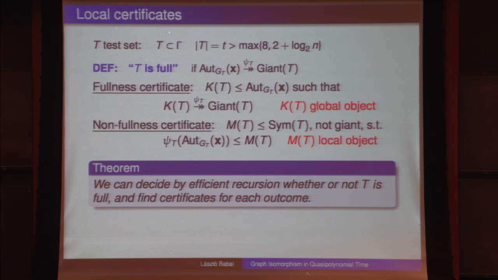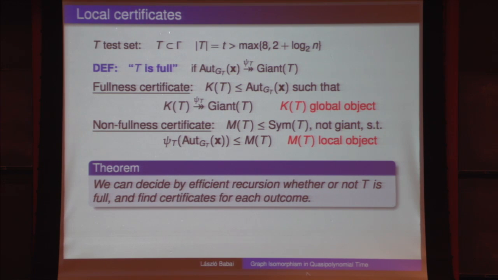So this is also an easily verifiable object. If I produce that subgroup, you can verify whether or not it does consist of automorphisms of the string, and also whether or not it maps onto this giant. Now the non-fullness certificate is going to be a local object. This is going to be simply a subgroup of the symmetry group acting on the test set. So this is a tiny thing. What kind of subgroup? It's going to be a subgroup which is not a giant, but it encases the image of my automorphism group. So it should come with a guarantee that if I map my automorphism group to the test set, then everything there is going to be contained inside this smaller subgroup.